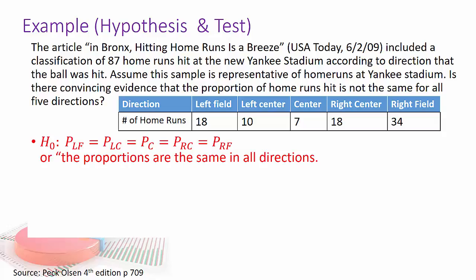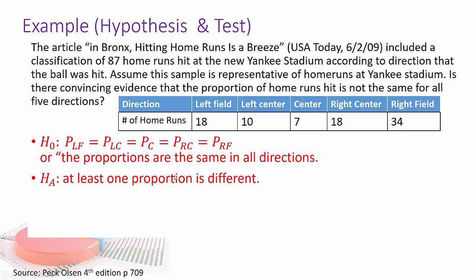So our null hypothesis is that the proportions are the same in all directions. Sometimes it's easier to write the null in words than with an equation or equations. Our alternative hypothesis is that at least one proportion is different. So you want to state your null and your alternative.